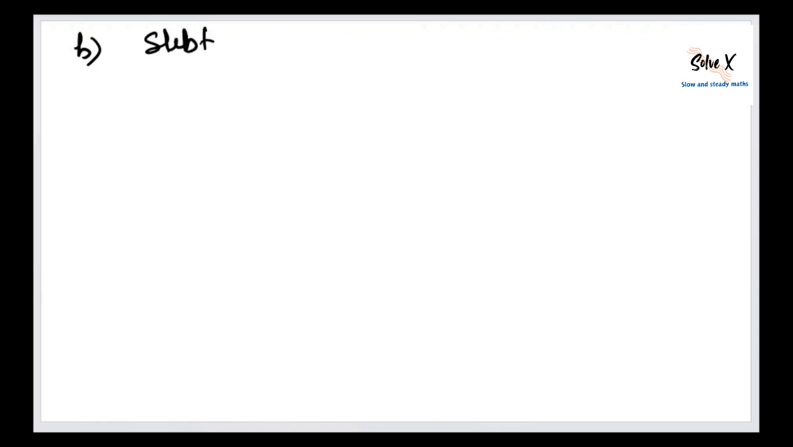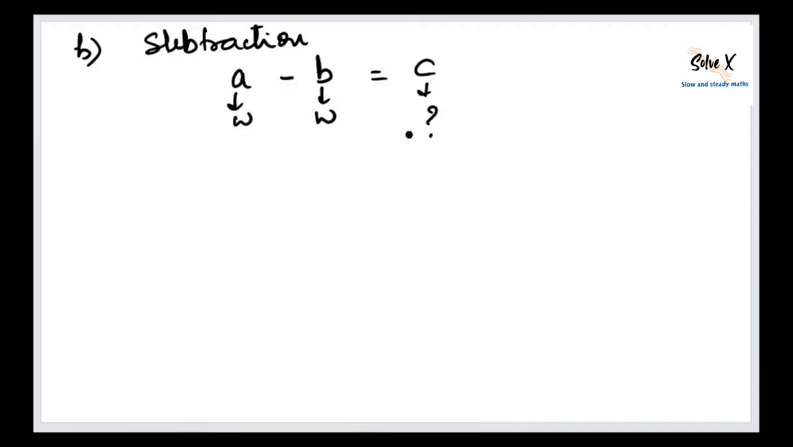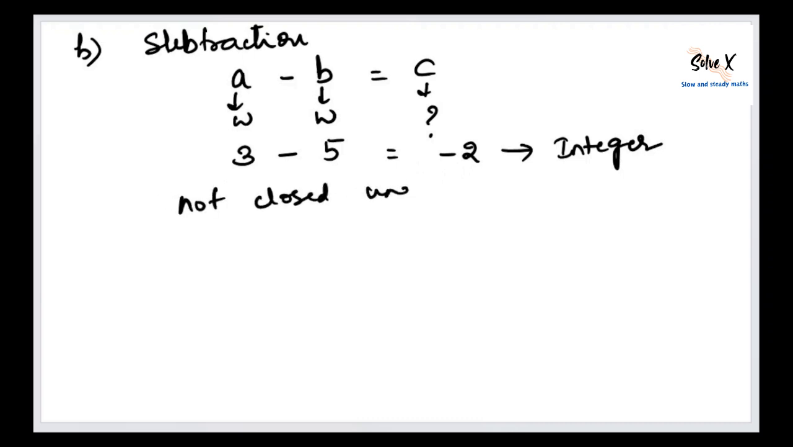Okay, now we will check for subtraction. If A is a whole number, minus B is also a whole number, is C a whole number or not? I'll say 3 minus 5. Okay, 3 is a whole number, 5 is a whole number. 3 minus 5 is minus 2. Now this is an integer, not a whole number. So whole numbers are not closed under subtraction. So this is clear.